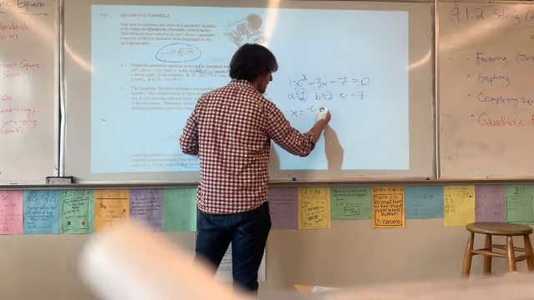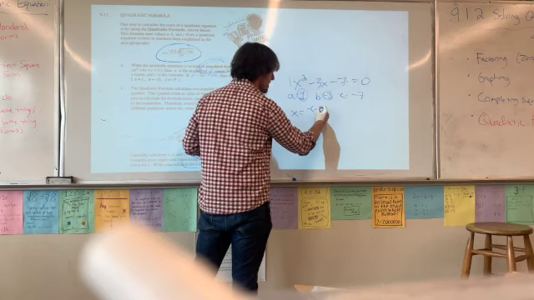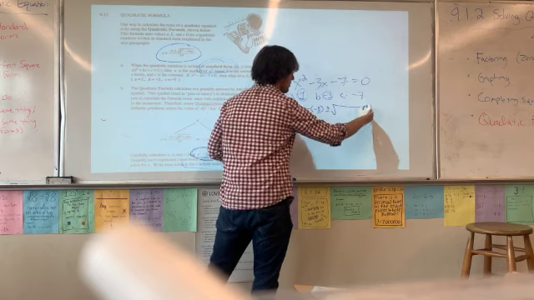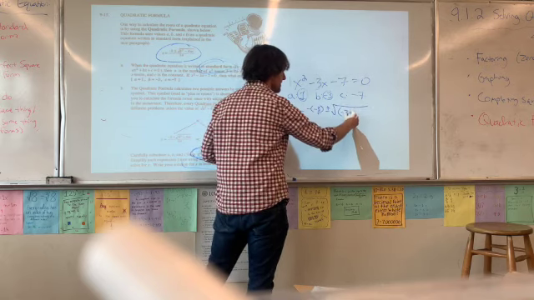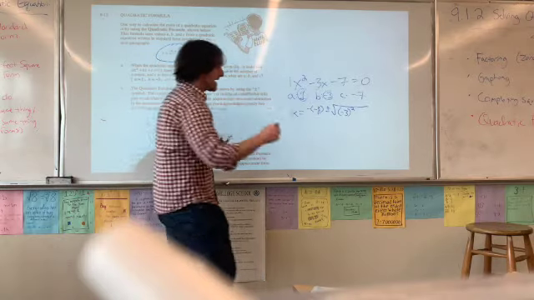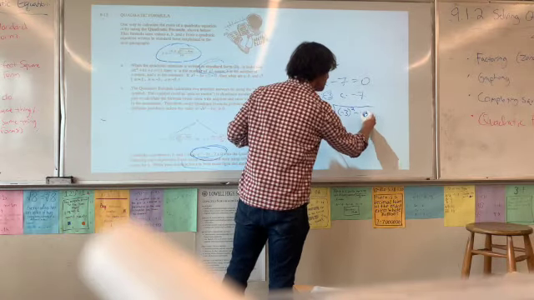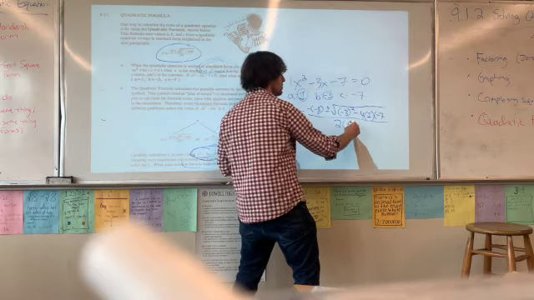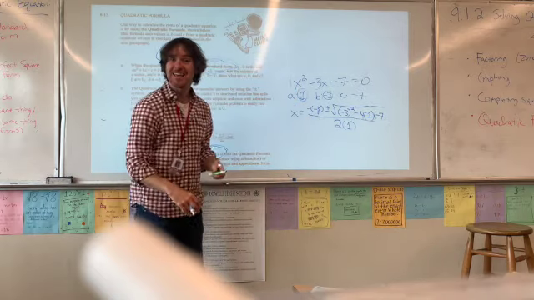A little bit confusing. So signs do matter. Negative b plus or minus the square root of b squared minus 4 times a times c. Okay, b is negative 3, a is positive 1, and c is negative 7. All over 2a, so 2 times 1. And that's it.